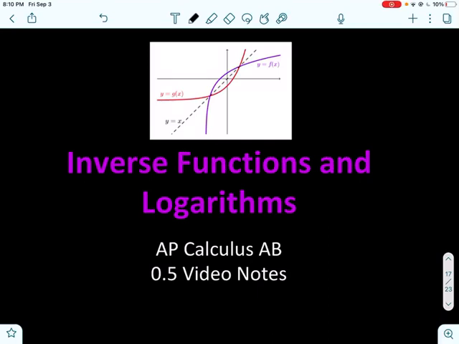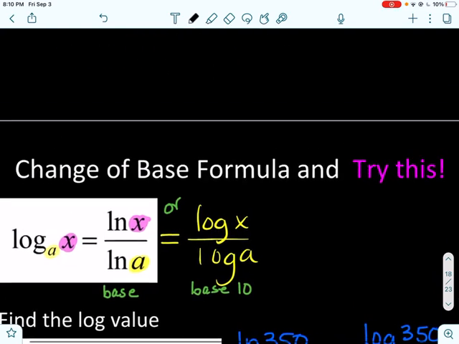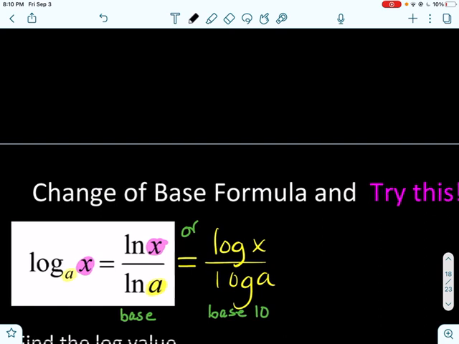Okay, we're back with part 3 of inverse functions and logarithms, 0.5 AP Calculus AB video notes. And so the first thing I'm going to deal with is the change of base formula.